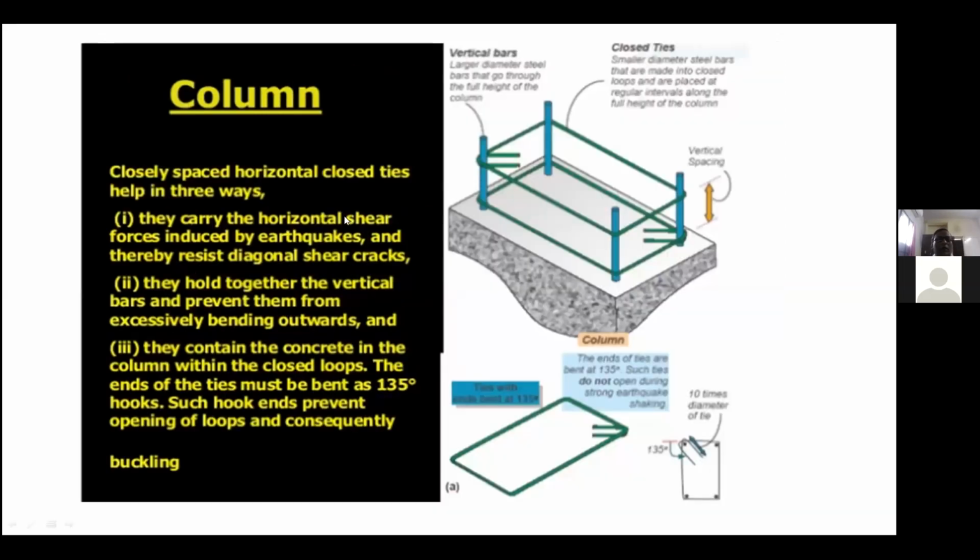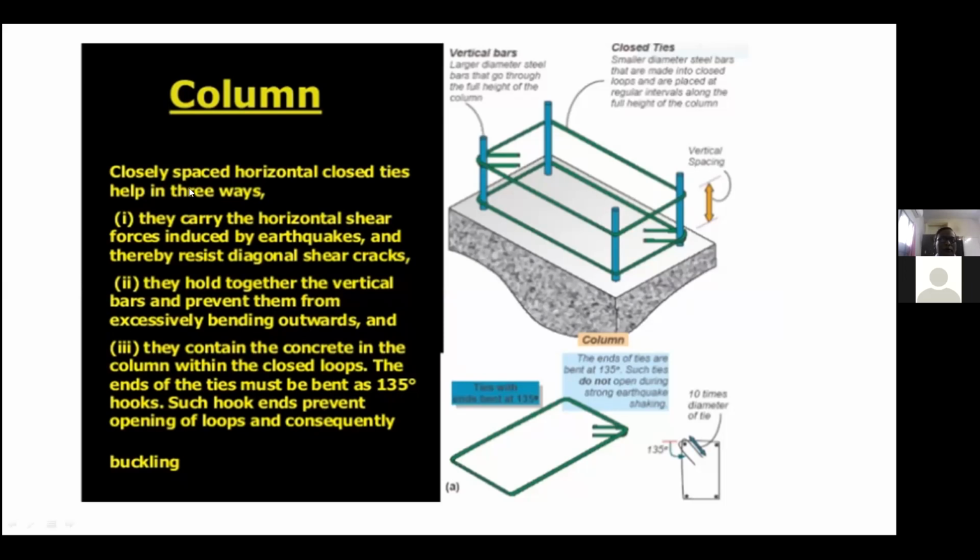Now if you look at the column, there are main bars, that is vertical bars, and then you are going to have the stirrups. Whatever I told about the beam is applicable to the column also. You can look at it. The stirrups have 135-degree hooks, and they are alternately hooked, and 10 times the diameter of the bar is provided as the hook length. So all these things we discussed for the beam are also applicable for the column.